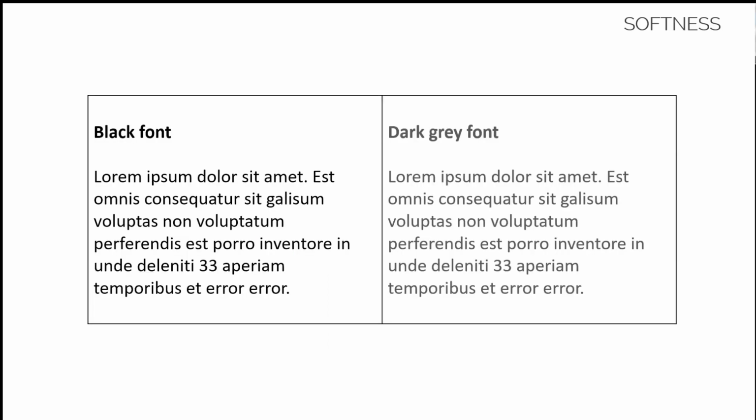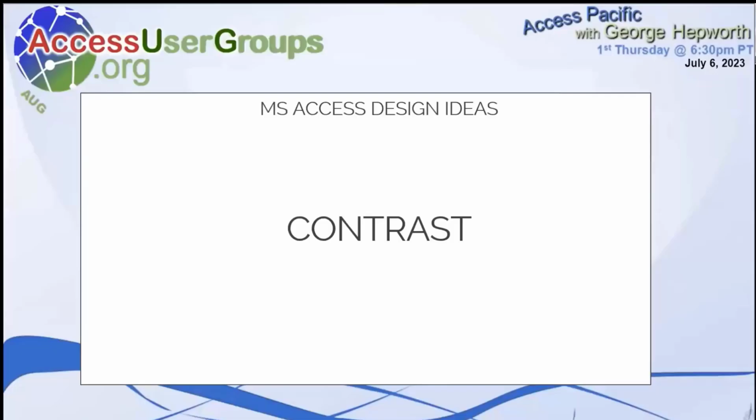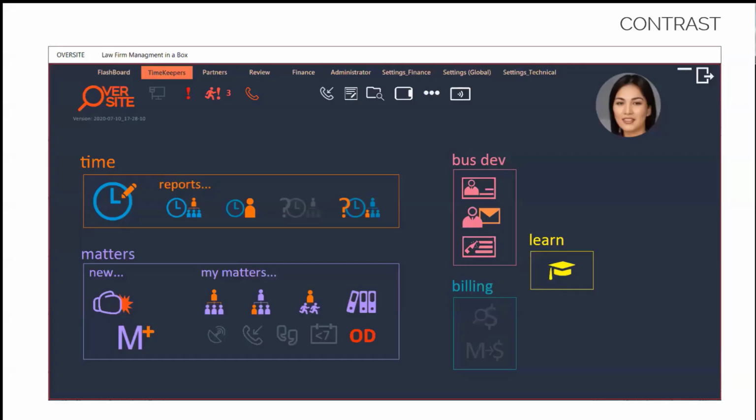And here's just a comparison. If you see something written, on the left side we've got pure black and white, and on the right side we're using a dark gray font, and it's perfectly legible. So contrast is something we'll have a look at now.